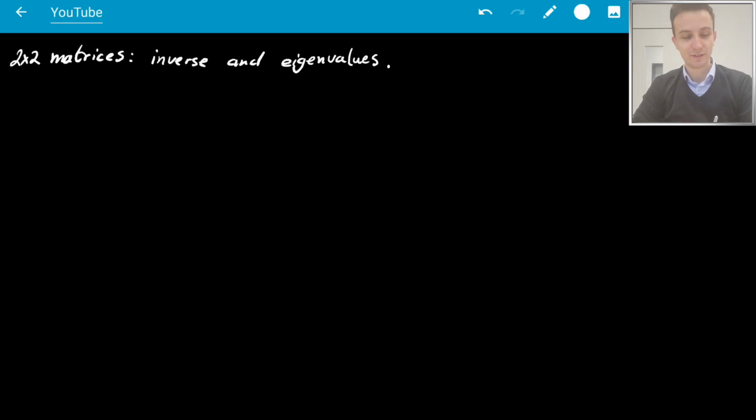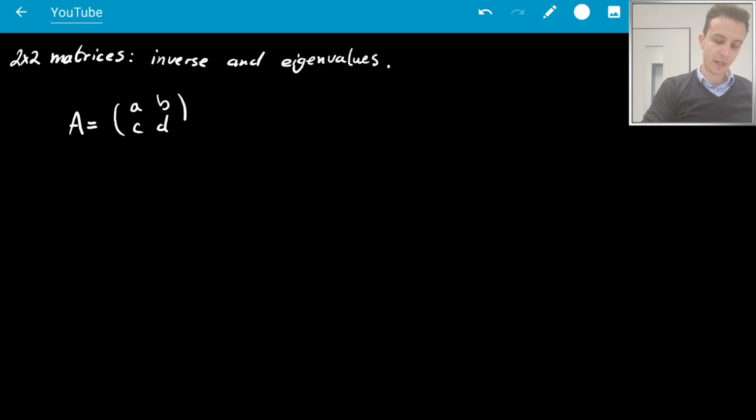This time I'd like to do something a bit basic. Let's figure out what the inverse of a 2x2 matrix is and what the eigenvalues of a 2x2 matrix would be. So a 2x2 matrix we will write as A with components a, b, c, d, and as you might know, the inverse of A, denoted by A to the power of -1, would be defined by a matrix that satisfies the following equation, where this is just the identity.